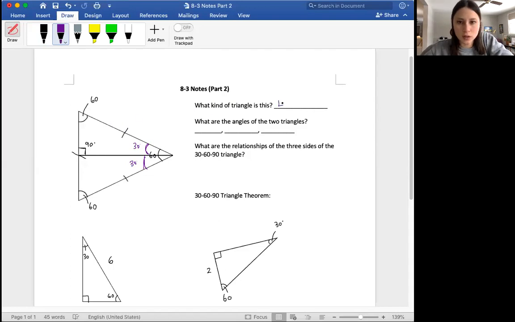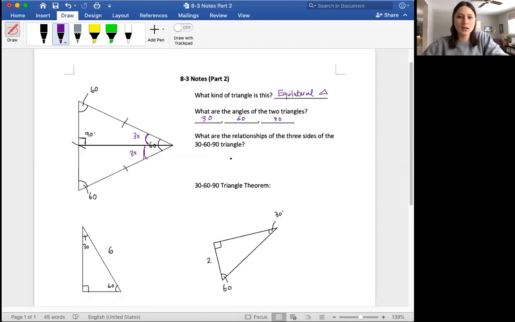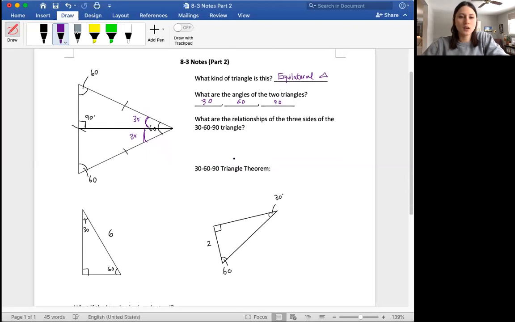So this is called an equilateral, or equiangular, you could say that too, triangle. And the angles of the two triangles are 30 degrees, 60 degrees, and 90 degrees. And so we call this a 30, 60, 90 triangle.